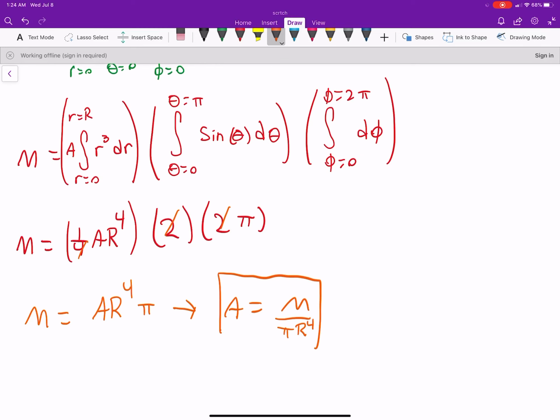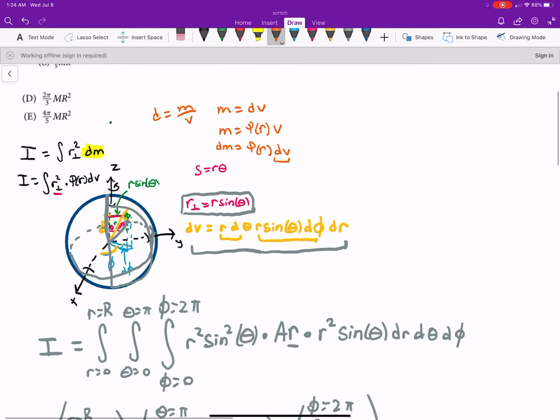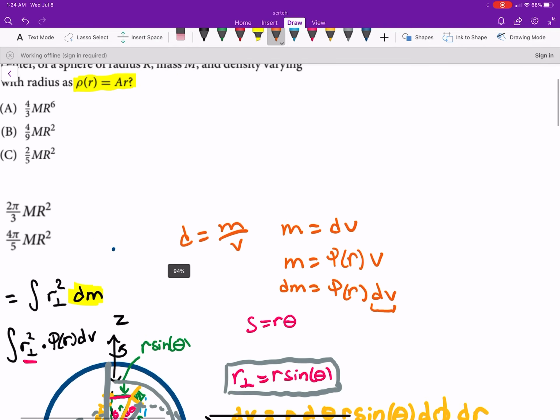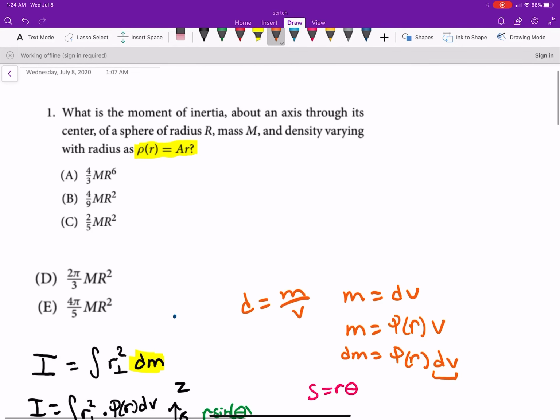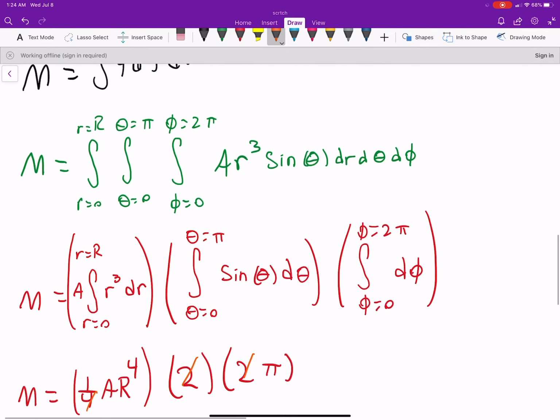So now we have A in terms of m, pi, and r, which is good because if we scroll back to the solutions, you'll see they don't have an expression for A. So if you did that first part and you're like, well, gee, I just see m's and r's, you need to relate A to m and r and other things, which is what we did.